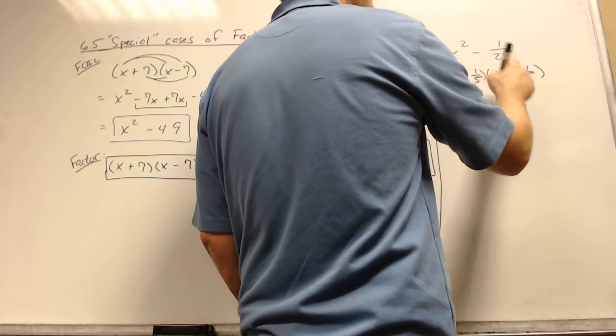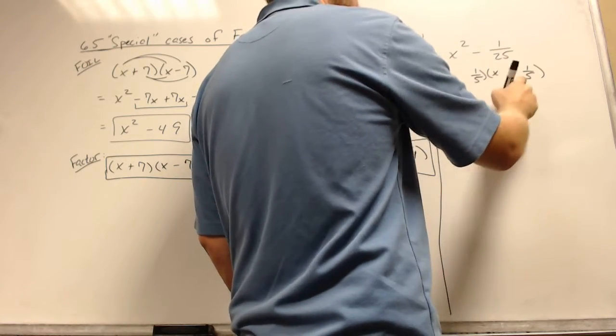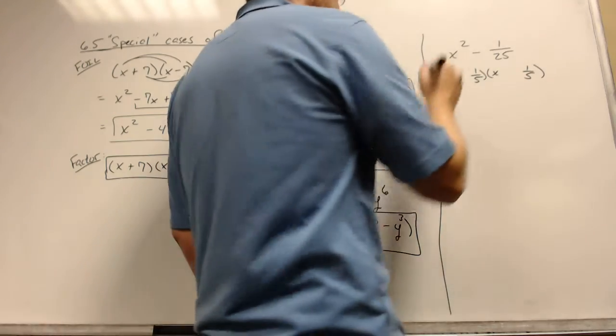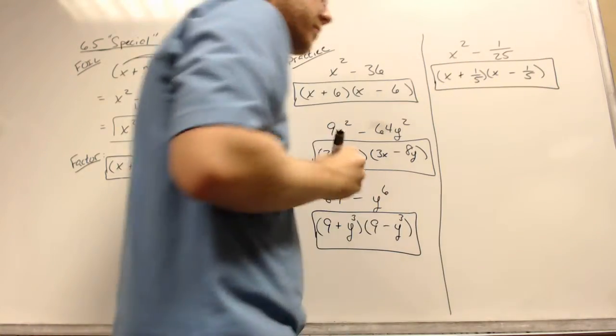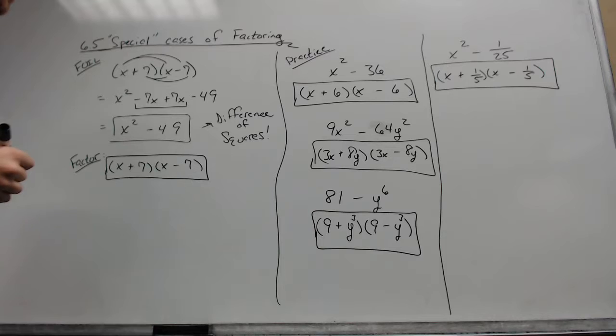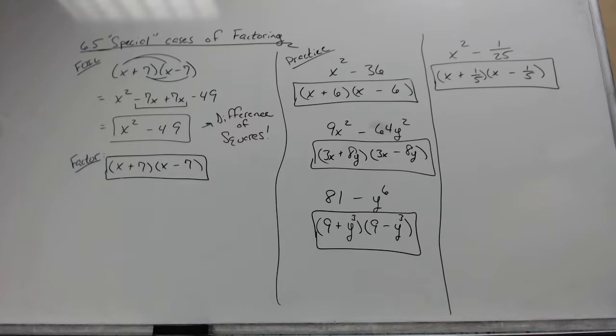Right? 1 times 1 is 1. 5 times 5 is 25. So when I multiply these two fractions together, I get 1/25. One positive, one negative. Bingo. All right, so don't let fractions throw you off either. They're just trying to make this type of problem look more difficult than it actually is.